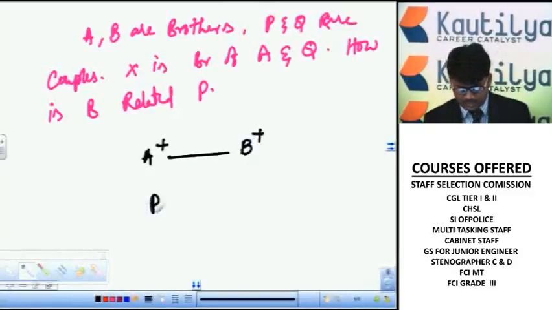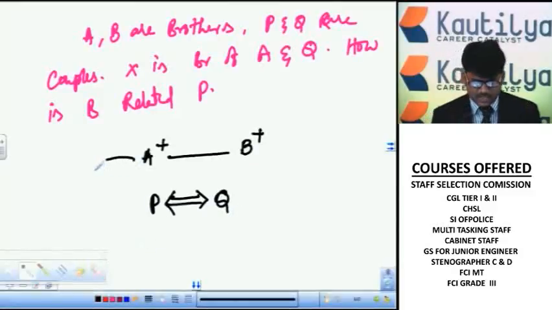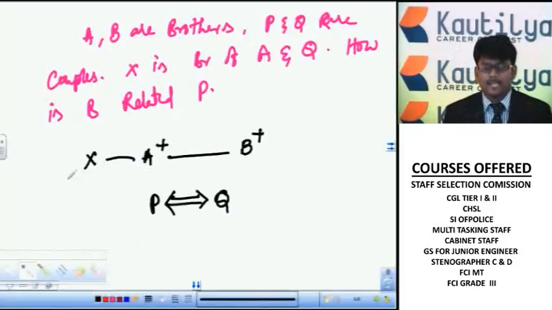P and Q are couples, represented by the double implies symbol. We don't know the genders of P and Q at all. Next relationship: X is a brother of A. Already A is here. A's brother is X. X is a plus person and brother of Q also.